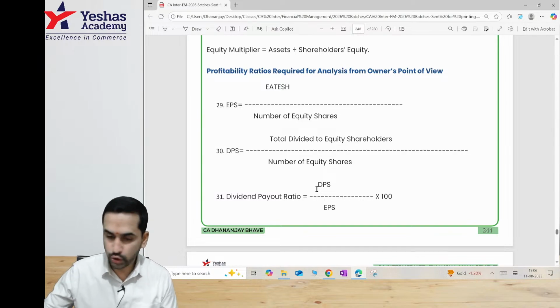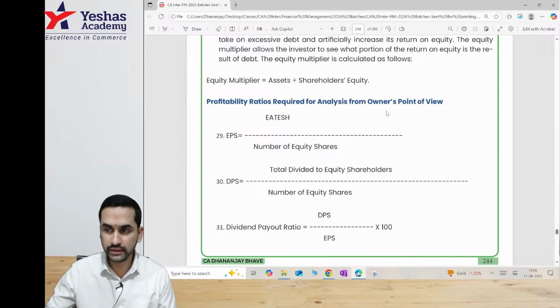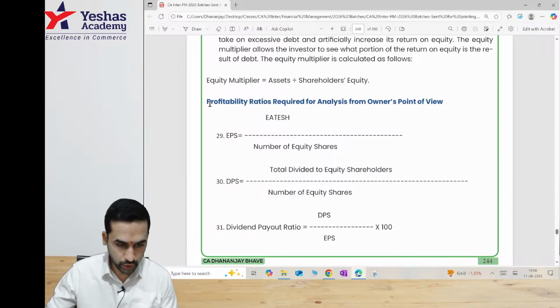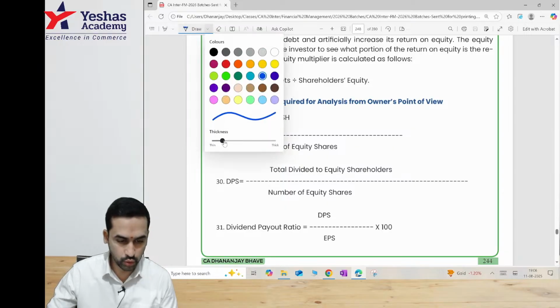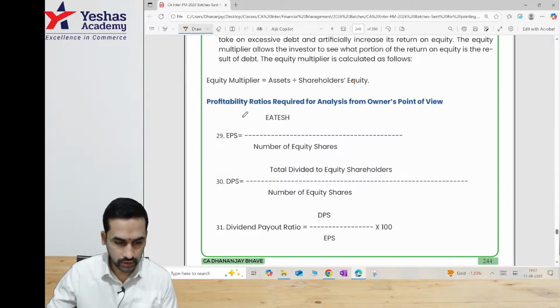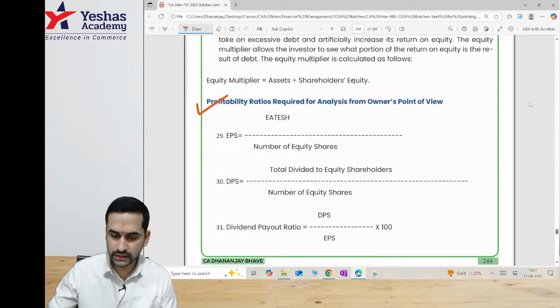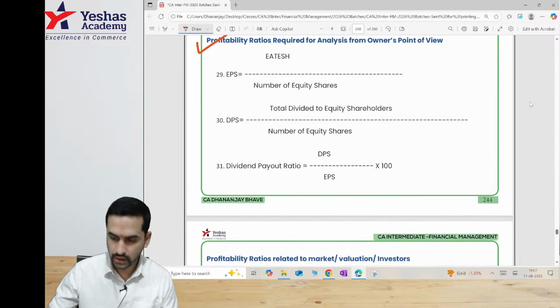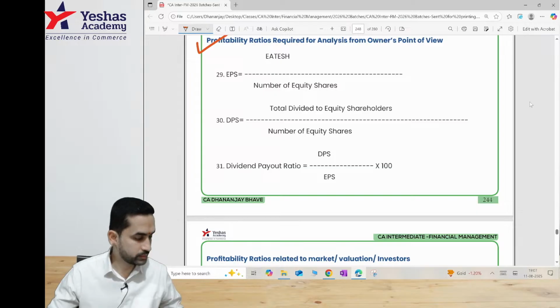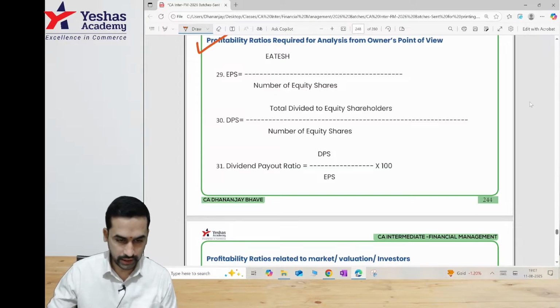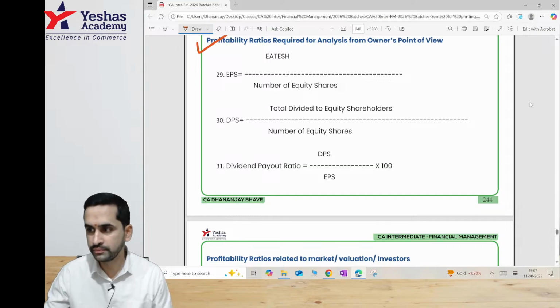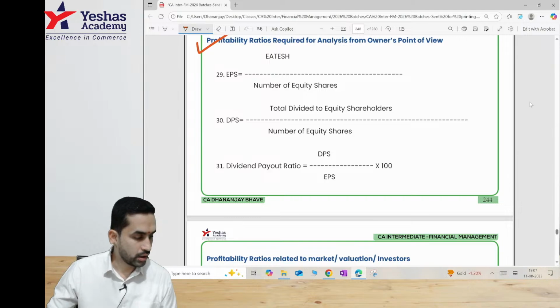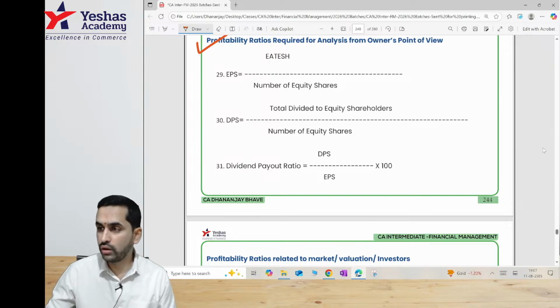Yeah. So quickly reply. We need to start from profitability ratio related to analyst from owner's point of view, page number 244. Is that correct? Ratio number 29.